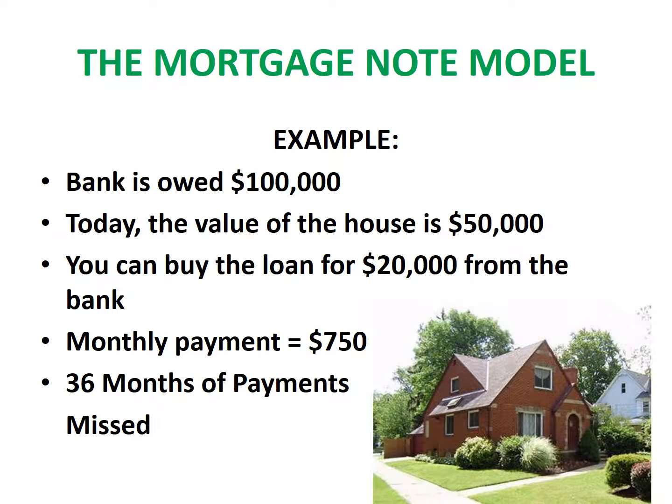Here we have an example. Let's say you have a mortgage loan for $100,000. The current fair market value of the property is $50,000. This means that the property is upside down, as more is owed on the property than the property is actually worth. We can buy the mortgage note for $20,000 from the bank. That is 40 cents on the dollar based on pricing, or 40%. The current payment on the loan is $750, and the homeowner has missed 36 months worth of payments.